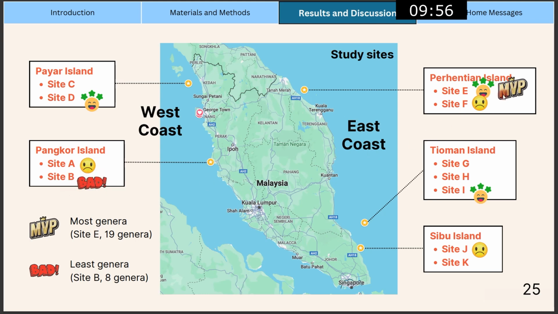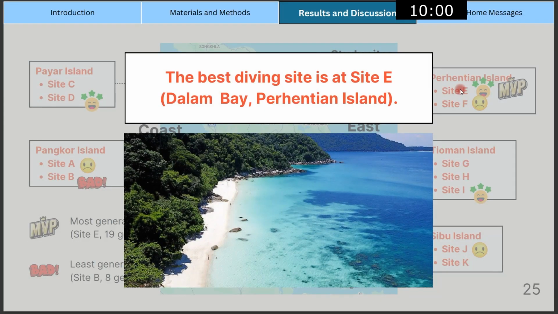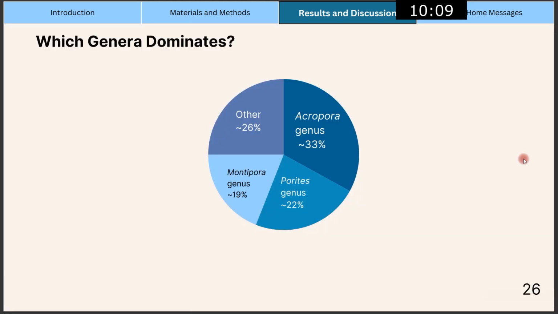So you can see here, if you want to go scuba diving, where would you go? The best diving site is Site E, which is Daman Bay, Perhentian Island. And also it requires the most effort as well.